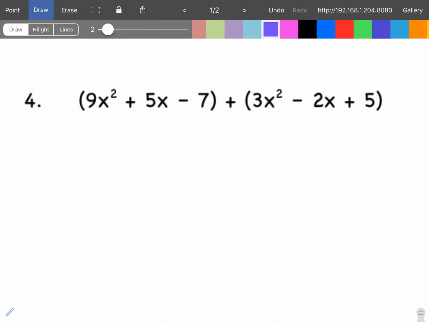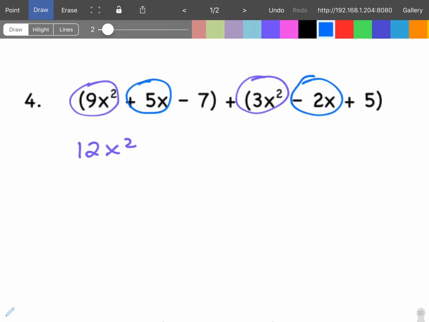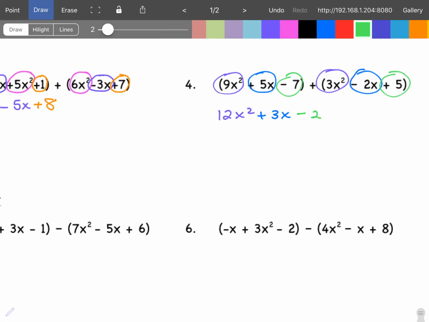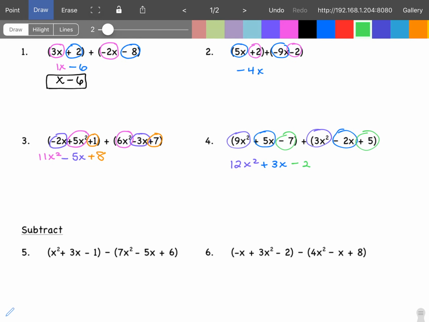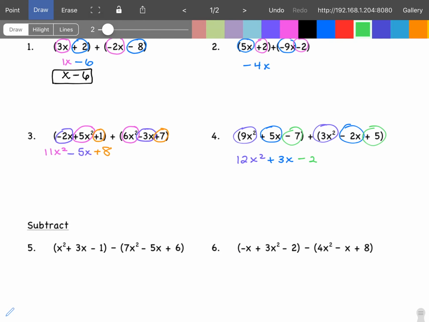On number 4, we would add the 9x squared and the 3x squared. We would get 12x squared. Then we would look at the 5x and the negative 2x, which would end up being a positive 3x if we add those together. And then a negative 7 and a positive 5 adds up to negative 2. All right, again, that should all be review. That was basically in the section where we did combining like terms. That's just adding and subtracting polynomials. Or sorry, that was adding polynomials.